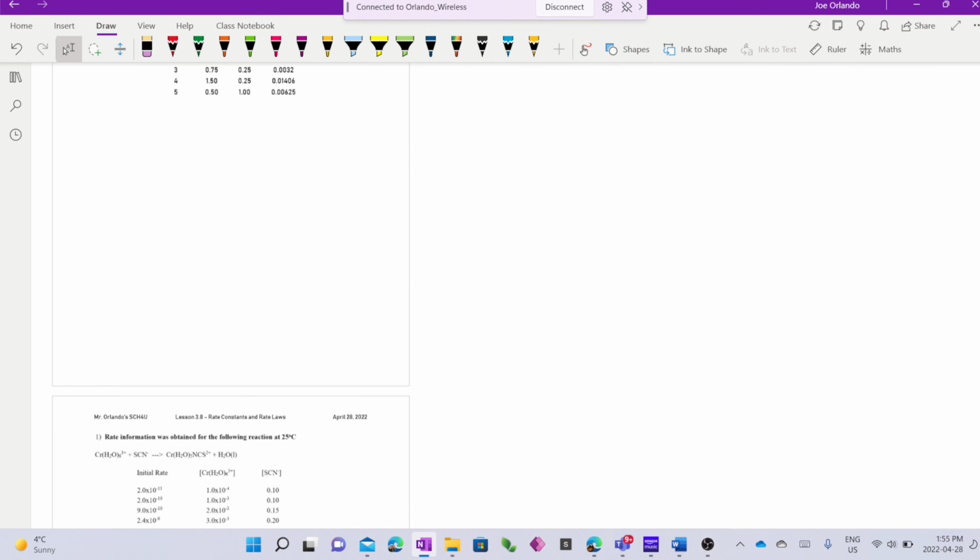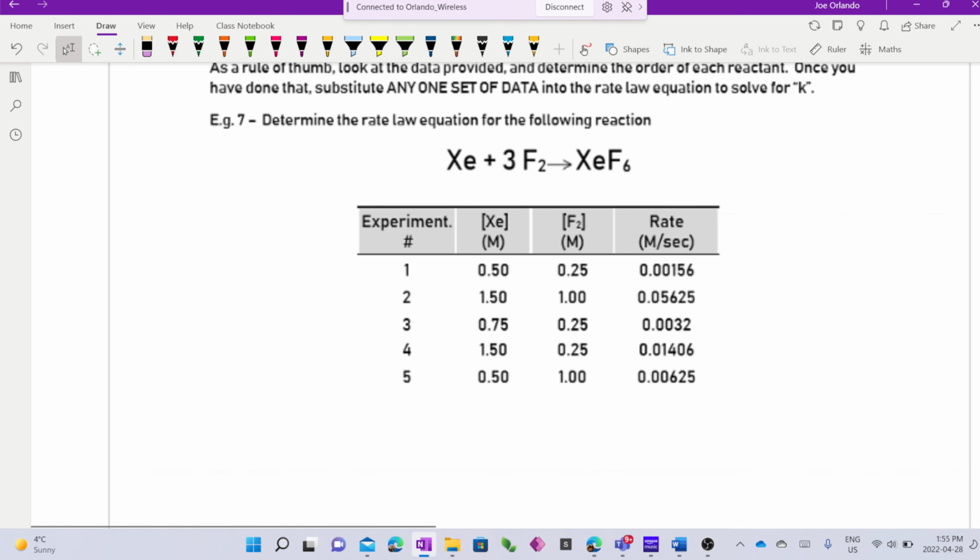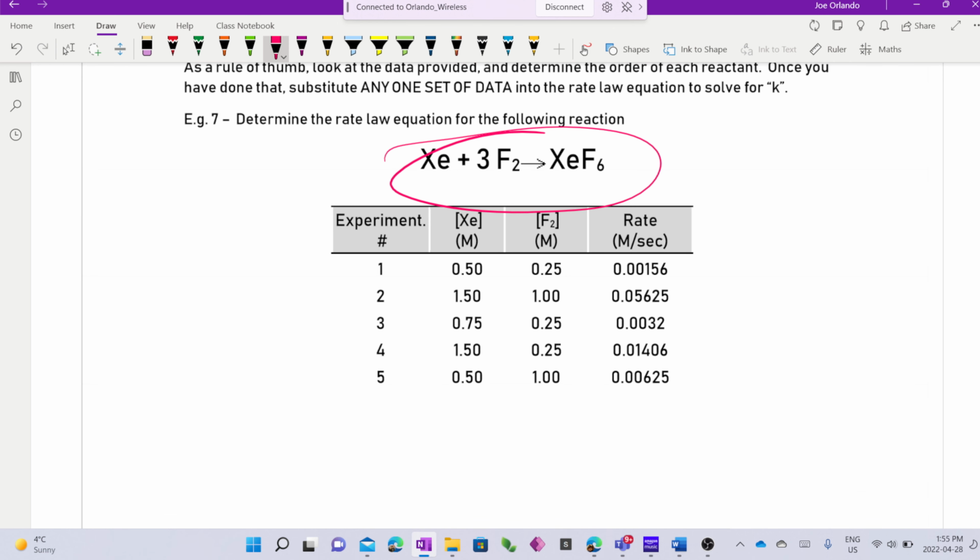Okay, guys, there's homework here, but the last thing I want to do today is this example here. Here's a fun reaction. Xenon gas reacts with fluorine. Hey, what's xenon? It's a noble gas. I thought noble gases didn't like to react. Well, sometimes you can make them. In this case, fluorine is so reactive that it will actually react with a noble gas.